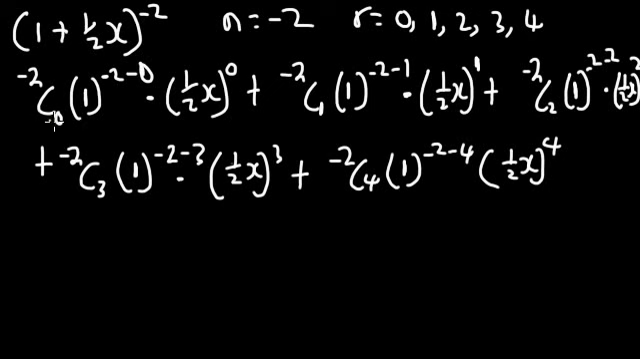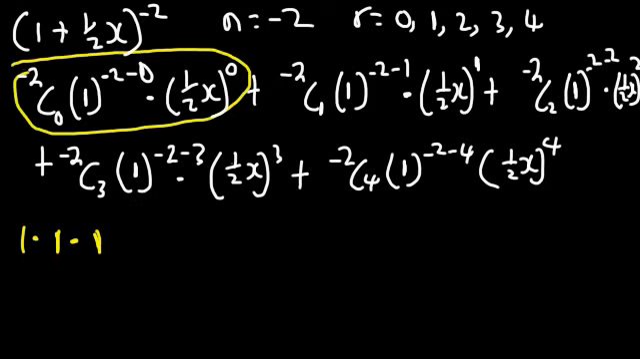So minus 2 choose 0, anything combined with 0, we said the result will always be 1. So this gives us 1 times 1 raised to the power minus 2. Since it is 1 that is raised to any index, the result will still be 1. We multiply by (1/(2x)) raised to the power 0, which gives us 1. So this entire first term is nothing but 1.